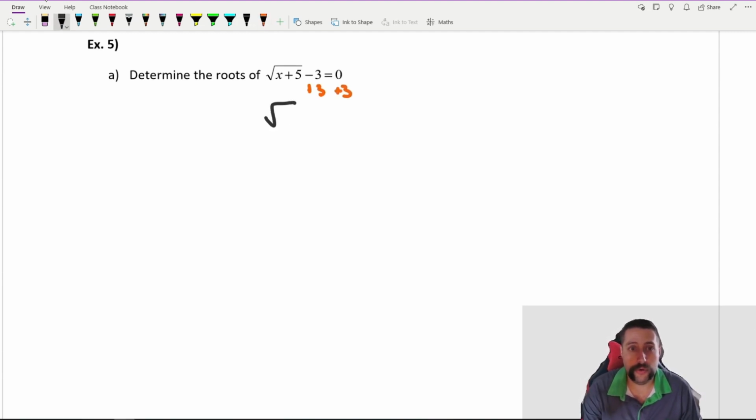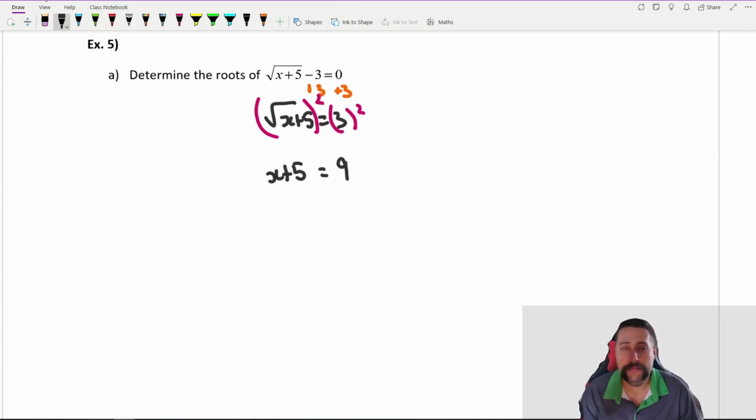Okay, we get the root of x plus 5 is equal to 3. Next, what we'll do is we will square both sides. So now we get x plus 5 is equal to 9. Minus 5 from both sides, right? So you would take away 5 from both sides, which means you get x is equal to 4.